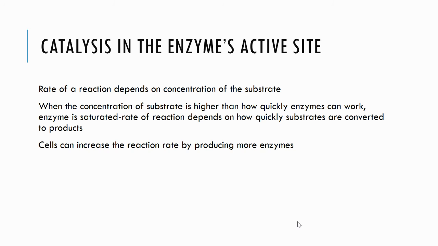The rate of the reaction depends on the concentration of the substrate. However, when the concentration of substrate is higher than how quickly the enzyme can work, then it's saturated. At that point, the only way to increase the reaction rate is by making more enzymes, which sometimes can happen. But we won't get to that until we talk about protein synthesis a bit later.